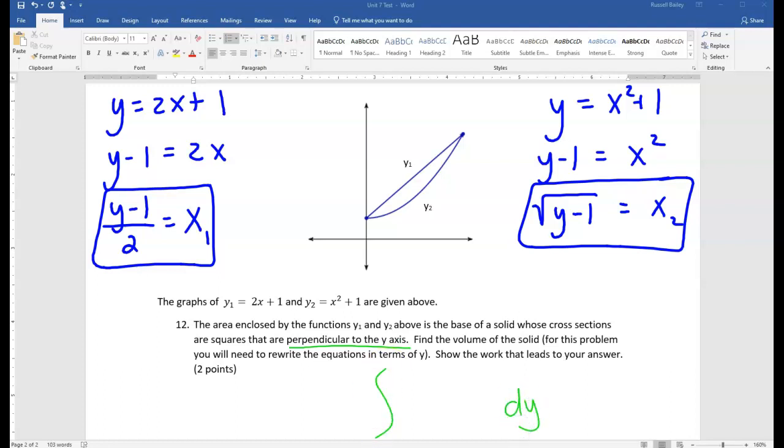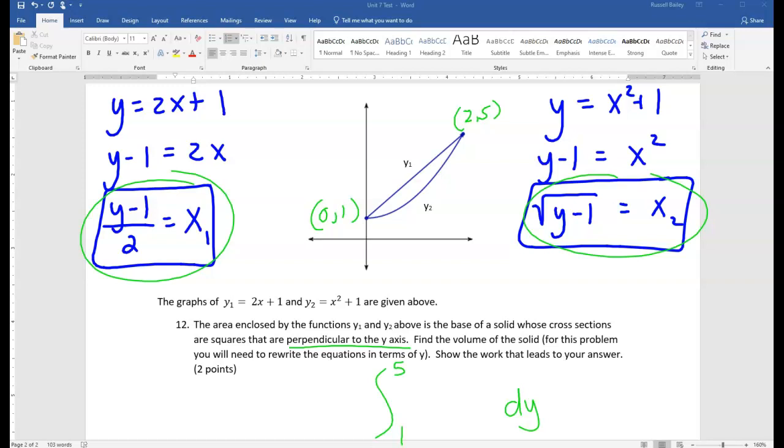And when you're integrating with respect to y, your equations need to be in terms of y, and your limits need to be the y values. So remember, my limits were, we had 0, 1 here and 2, 5 here. So this time on my integral, I'm going to put the y values on there. You might want to make a little note there. Use y values for this one, right?